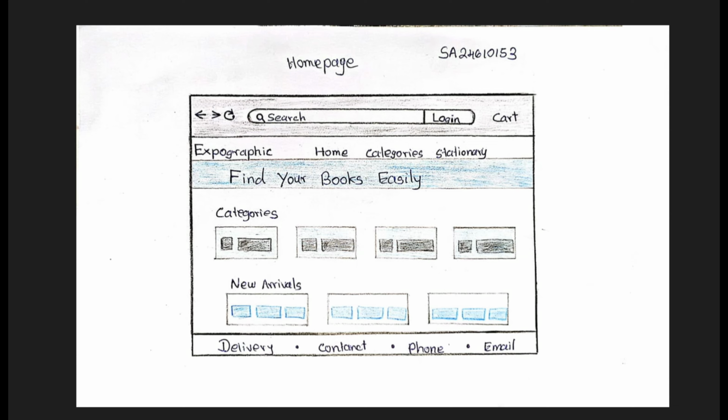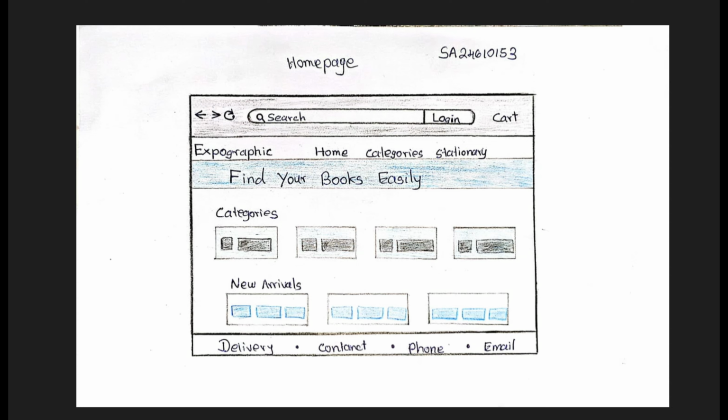I worked on redesigning the homepage of the Expographic book website. In part 1 of our assignment, we identified several issues related to the homepage. One of the main problems was that the page looked very cluttered. There were too many elements placed close together, which made it difficult for users to understand where to focus.